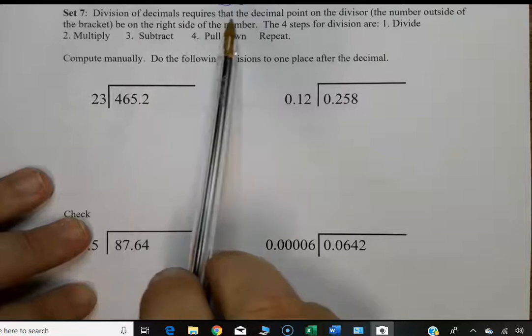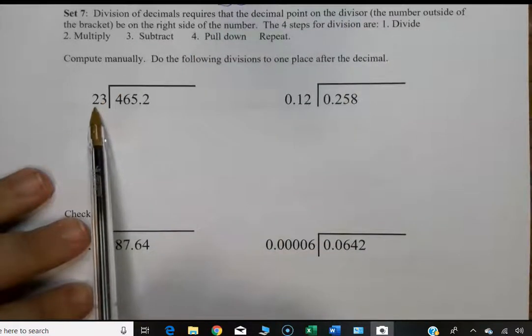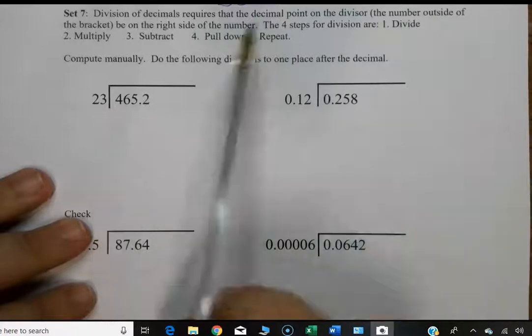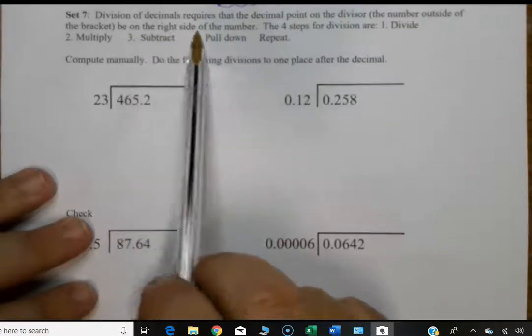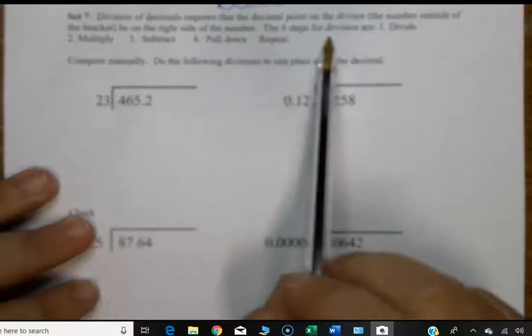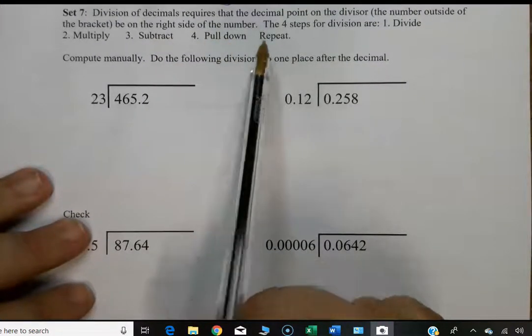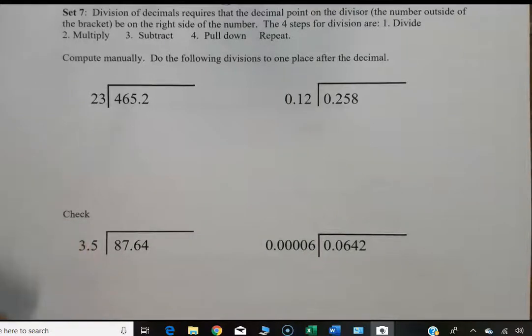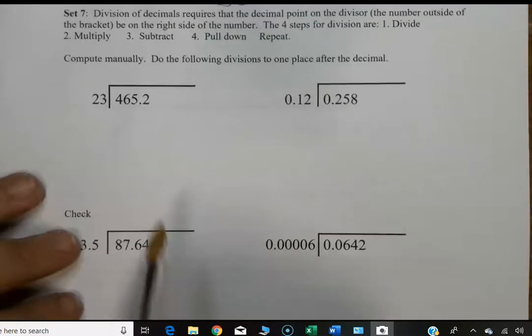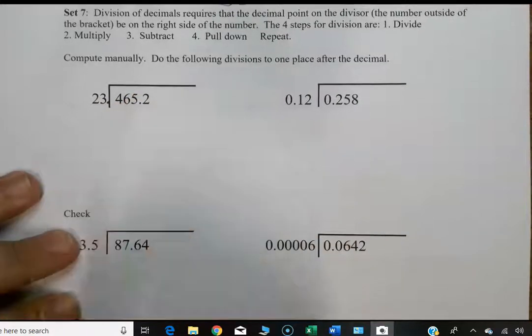The division of decimals requires that the decimal point on the divisor, that's this one, the number outside the bracket, be on the right side of the number. So it has to be over here. There are 4 steps to division. You divide, you multiply, you subtract, and then you pull down. And then you continue to repeat that process until you're done with the problem. So, the decimal on the divisor out here is already to the right. We don't write it, but it's right there up against the wall.